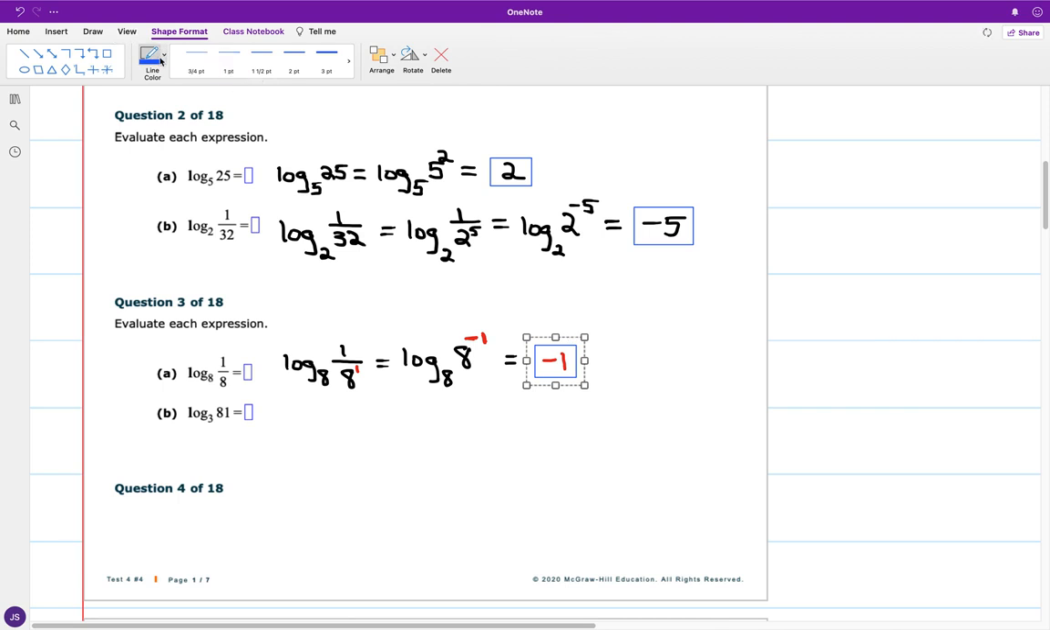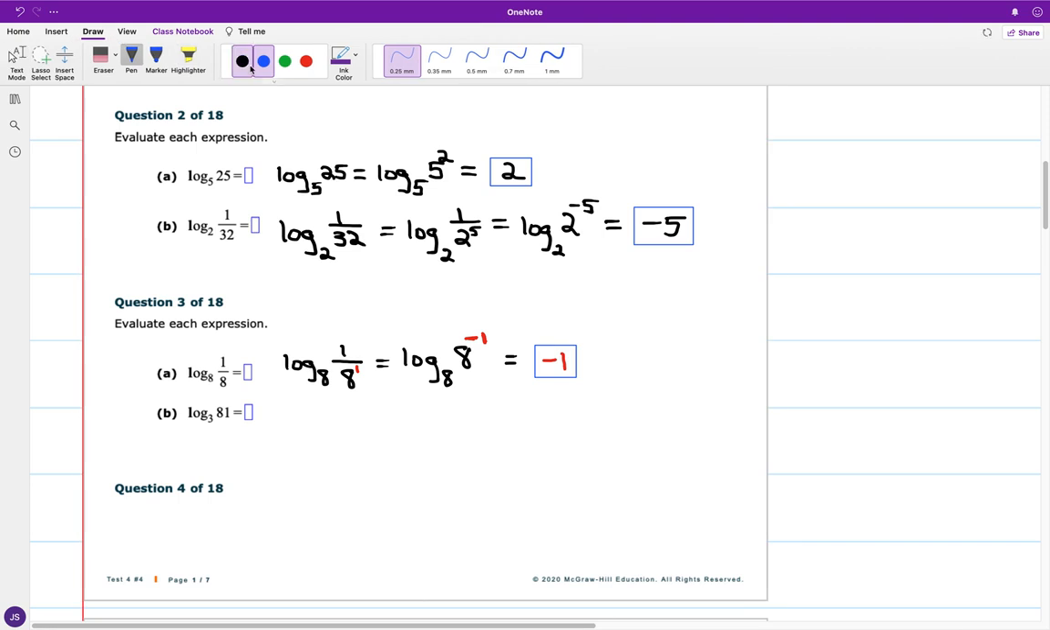For the base 3 logarithm of 81, 81 is a multiple of 3 and also an integer power of 3. With 3, 3 times 3 is 9, 9 times 3 is 27, and 27 times 3 is 81. So it takes four 3's to attain a product of 81, and we have the base 3 log of 3 to the 4th. That output, again, is 4.